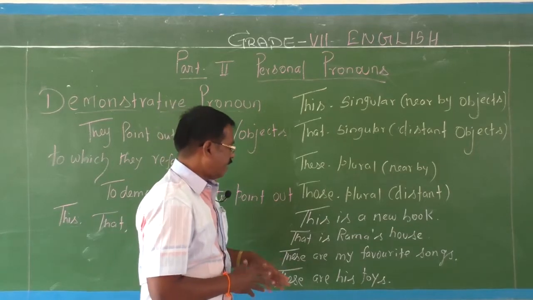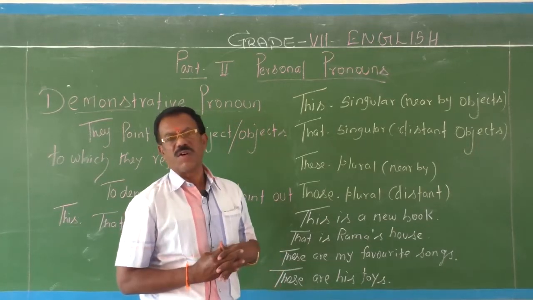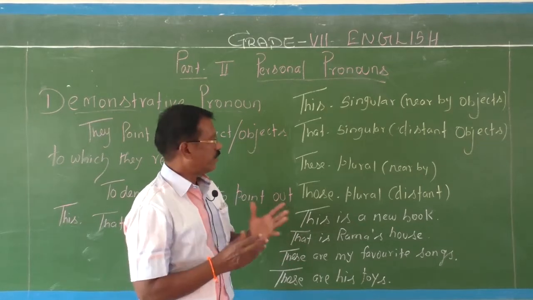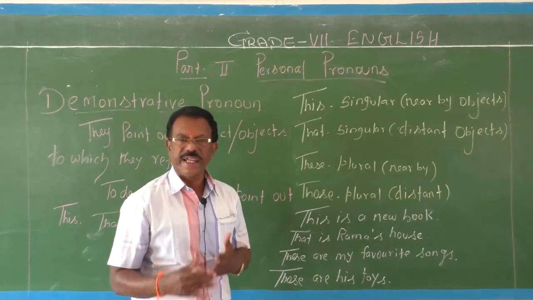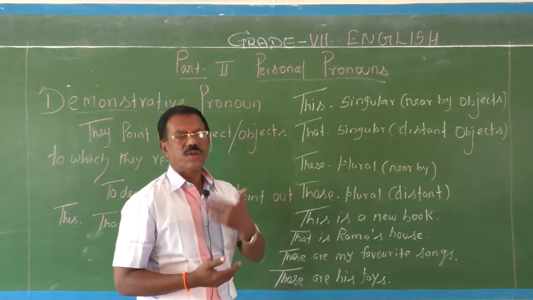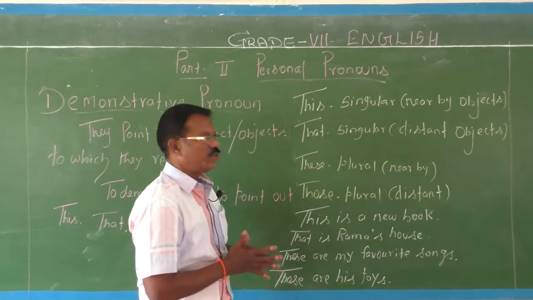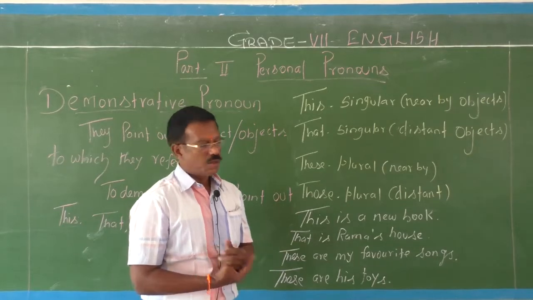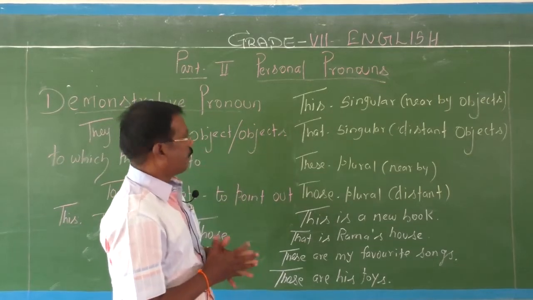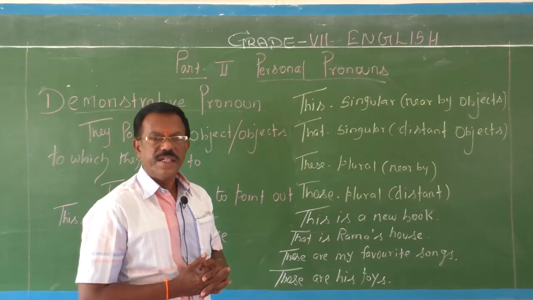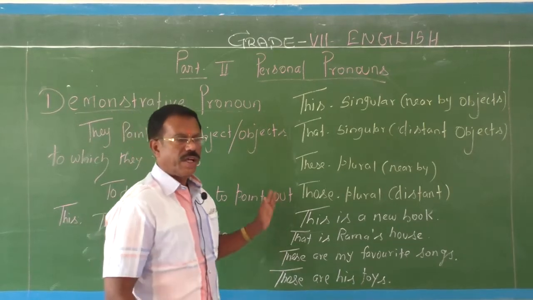Okay, fine. These are my favorite songs. These demonstrative pronouns refer to plural objects which are near to you. And those are his toys. Those we use to refer to distant plural objects. Okay children, so they are called demonstrative pronouns. And next we are going to see distributive pronouns. Do you have any doubt?